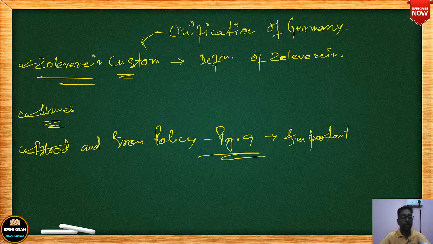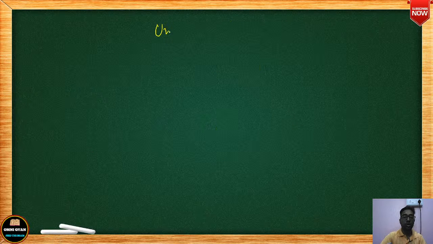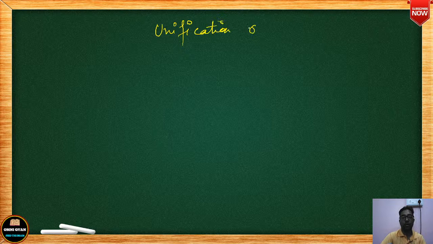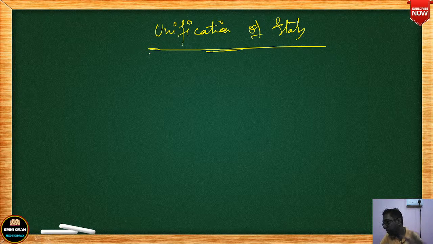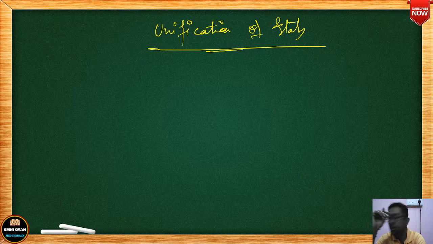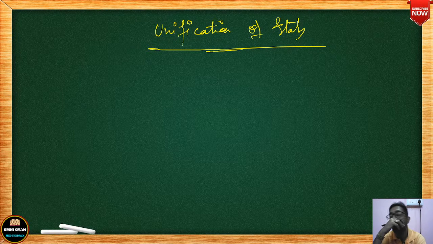All right. Then you have the unification of Italy. Unification of Italy you have. All right, under unification of Italy, is there anything that you would like me to clarify on the unification of Italy?